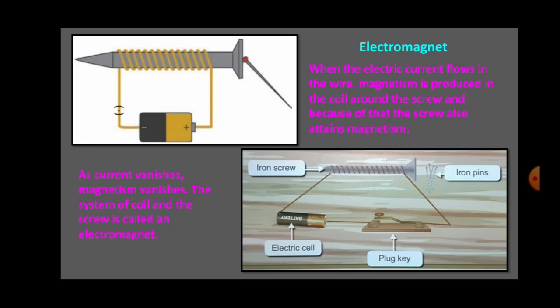So as soon as the electric current was stopped, the property of magnetism which was induced in the nail also vanished. Correct? So this also shows that when an electric current flows through the electric wire, a magnetic field is produced around the wire. But as soon as the electric current is stopped, the property of magnetism, or the production of the magnetic field, is also stopped.